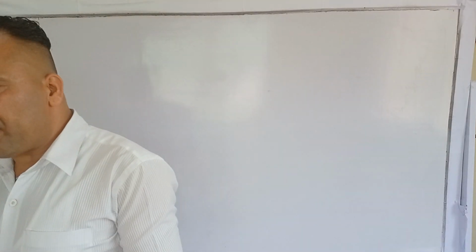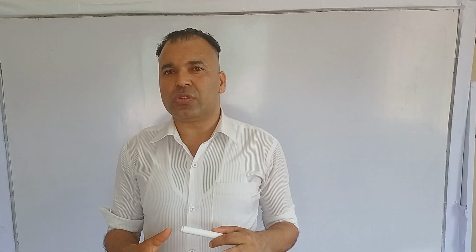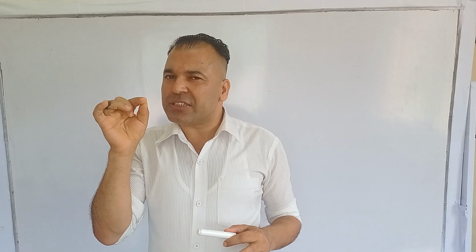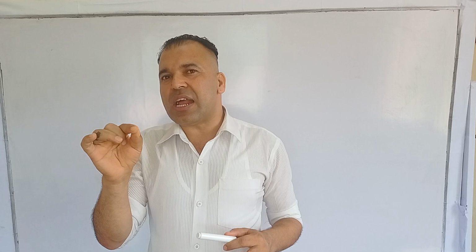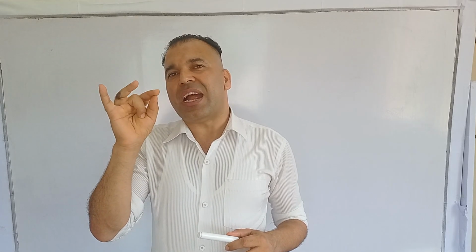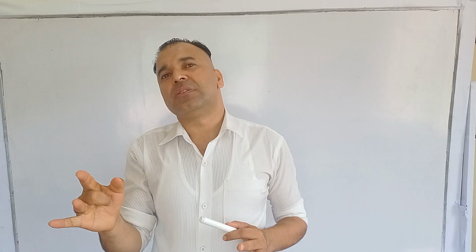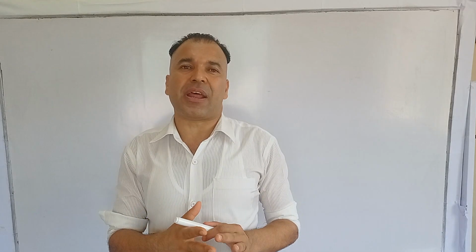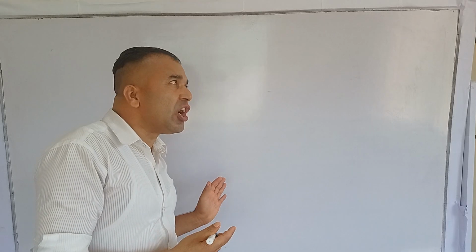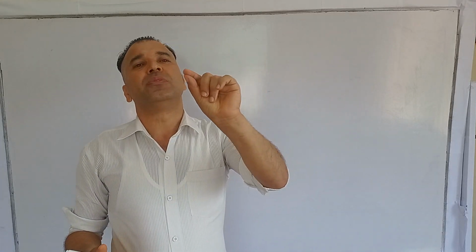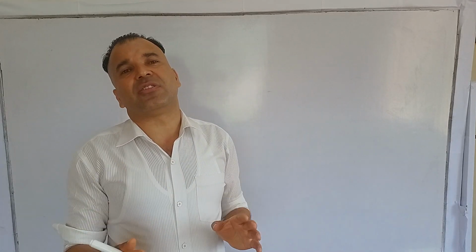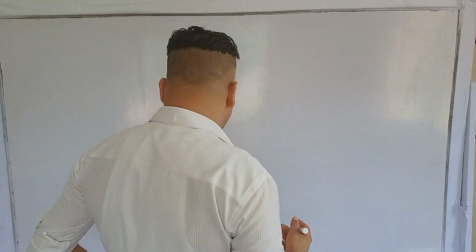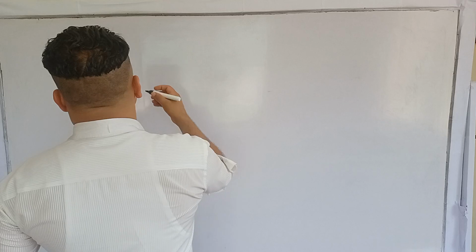Okay, past perfect continuous tense is used with an action that began at a specific point of time in the past and continued to a specific point of time in the past. In this condition, we have to use past perfect continuous tense. Let's discuss.